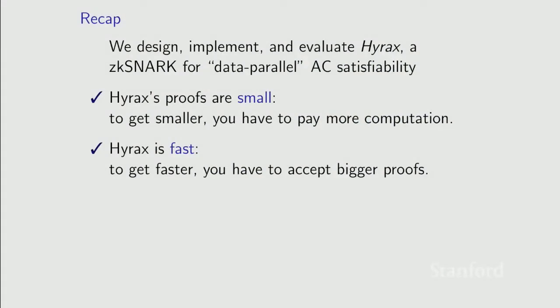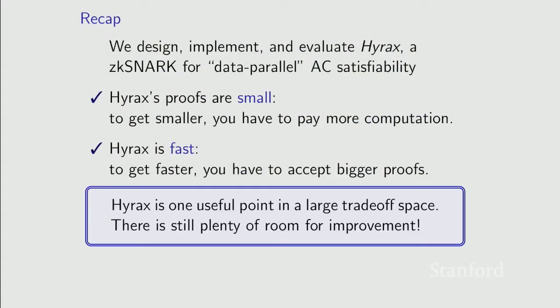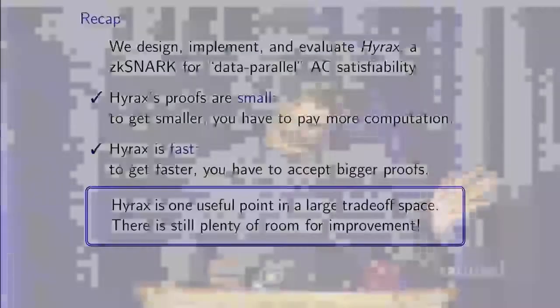Okay, so let's conclude. I've showed you hierarchs, a new general purpose zkSNARK. And as we saw, hierarchs gives you small proofs in the sense that if you want them to be smaller, you've got to use a system with more prover and verifier cost. And it's fast in the sense that if you want faster, you have to pay for that in bigger proofs. But again, the most important takeaway here is that there's no real winner because there's no actual competition. Different proof systems give different combinations of properties, and what we should be doing is thinking about our application carefully and then choosing the one that applies.